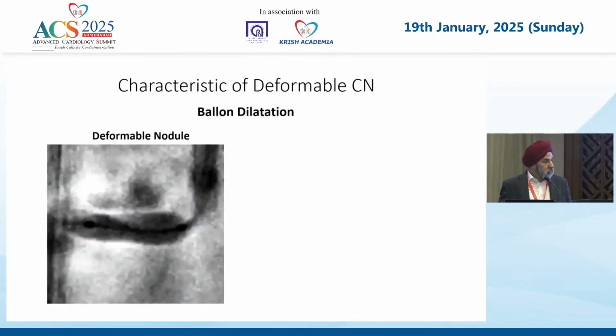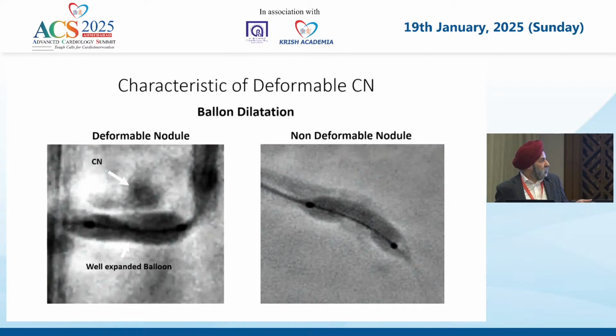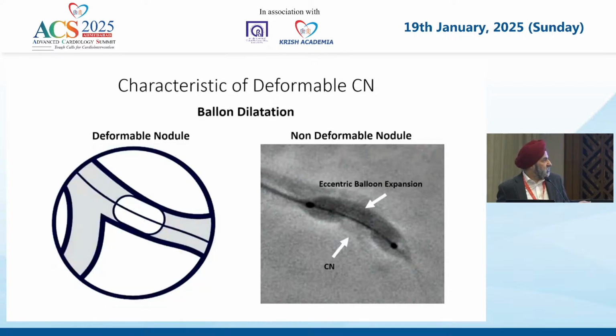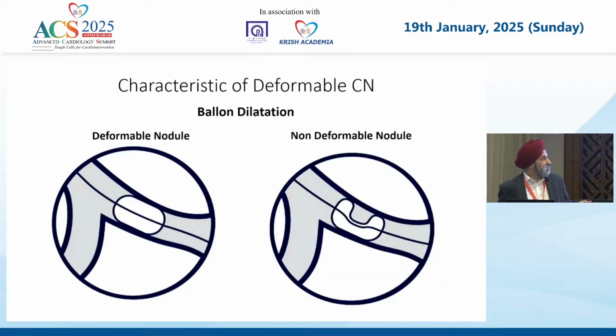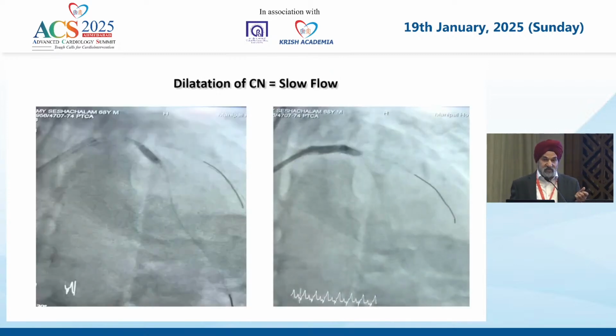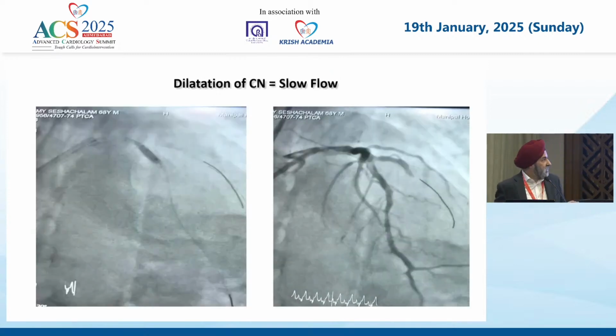So what is a deformable nodule? That means when you dilate these nodules, the wire remains in the center and it does not go to one side. In a non-deformable nodule, you'll see the wire hugging only one side, the balloon inflating only on one side. On the other side, it's not inflating at all. Correct? So this is a deformable nodule. This is a non-deformable nodule.